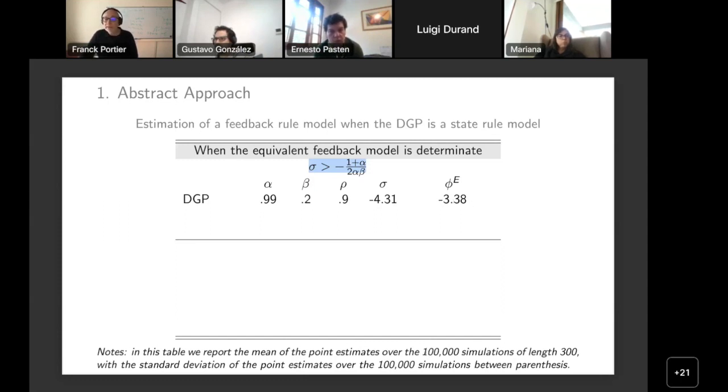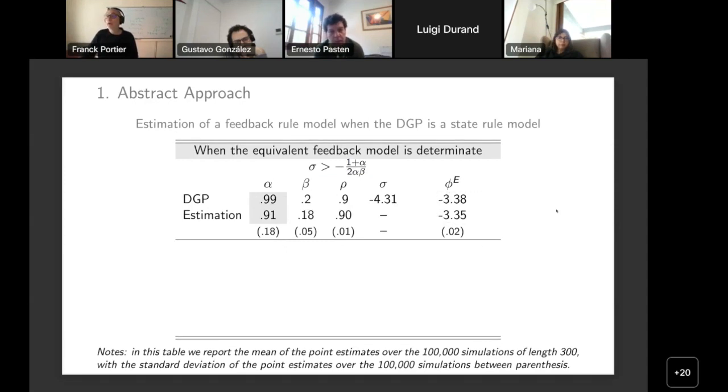So now what do I do? I simulate 100,000 times this model with finite length sample, and then I do maximum likelihood every time. Let me report the estimates. So you see that I'm nailing the value of alpha, not perfectly because it's finite sample. But you see that all the parameters are well estimated. Okay, so this is telling me there are cases where assuming a Taylor rule is not a problem if indeed that Taylor rule can replicate the allocations of the true DGP.